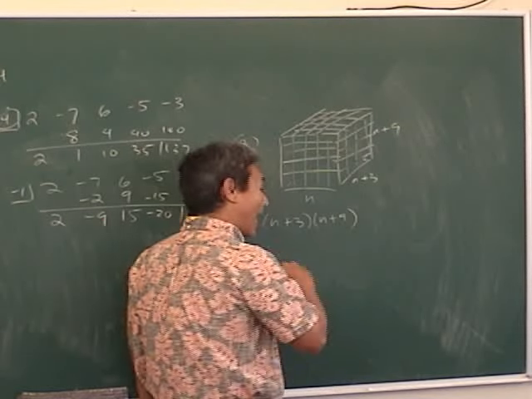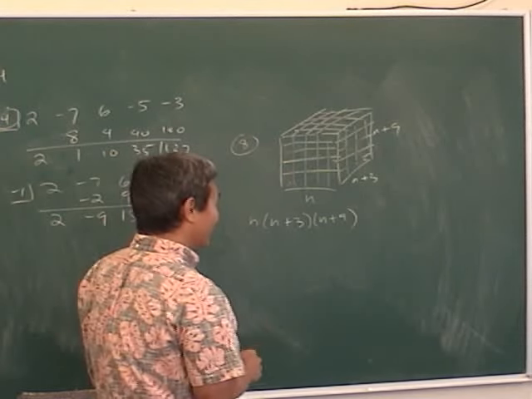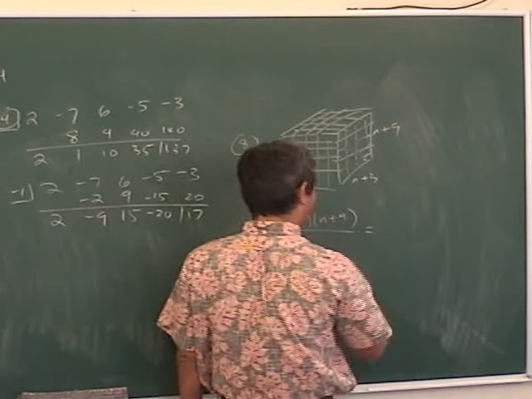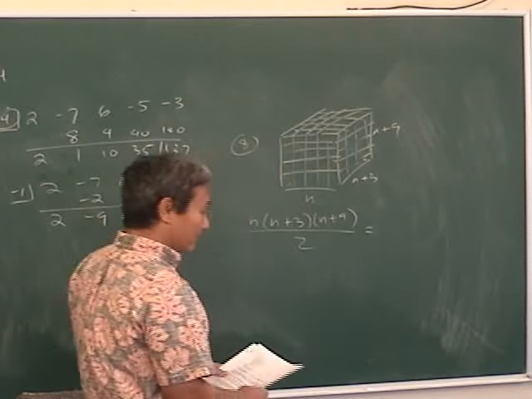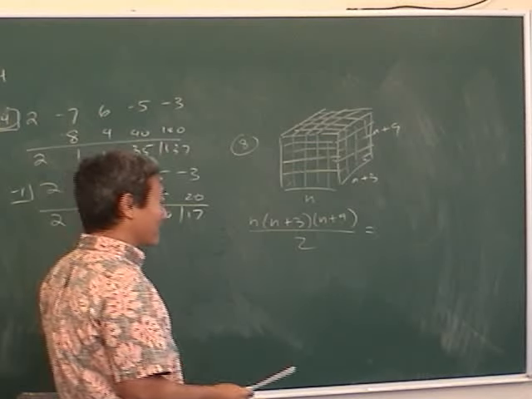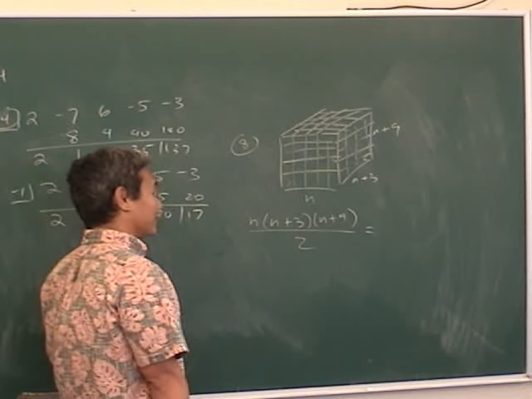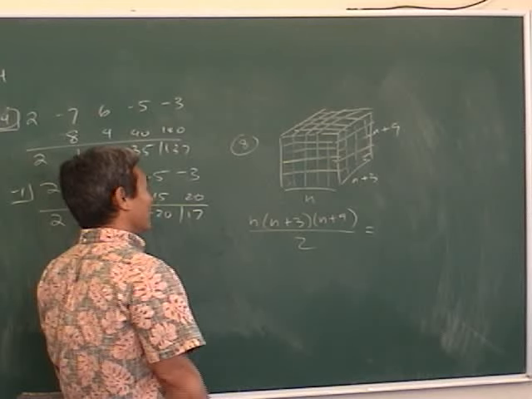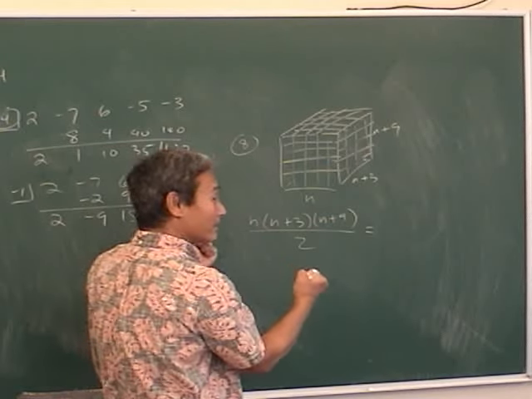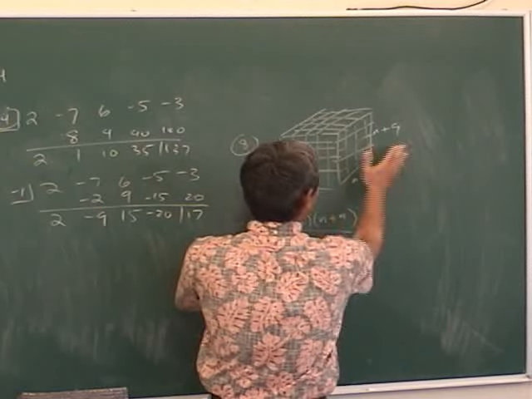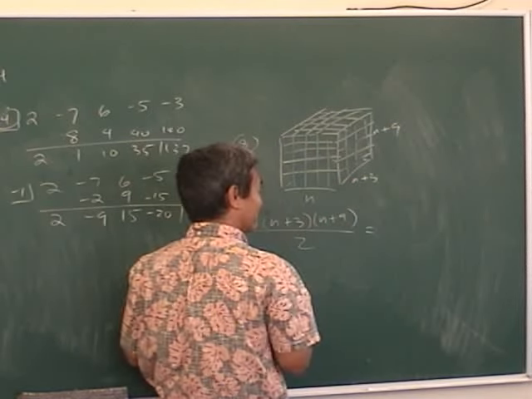Okay? Now, half of these blocks don't have paint on them. So if I divide this by 2, what should that equal? Is that the number of blocks that don't have paint on them. Now, how do you figure out how many blocks don't have paint on them? You peel off the skin, right? This is n, right? If you take away this side and that side, what's going to be left?